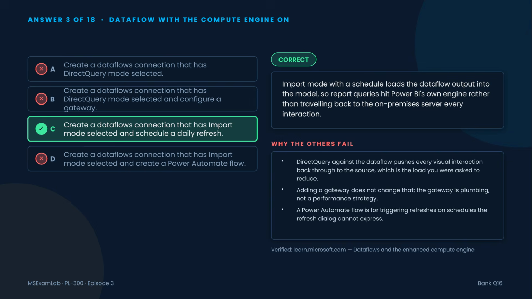DirectQuery against the dataflow pushes every visual interaction back through to the source, which is the load you were asked to reduce. Adding a gateway does not change that. The gateway is plumbing, not a performance strategy. A Power Automate flow is for triggering refreshes on schedules the refresh dialog cannot express. Verified against Microsoft Learn: dataflows and the enhanced compute engine.